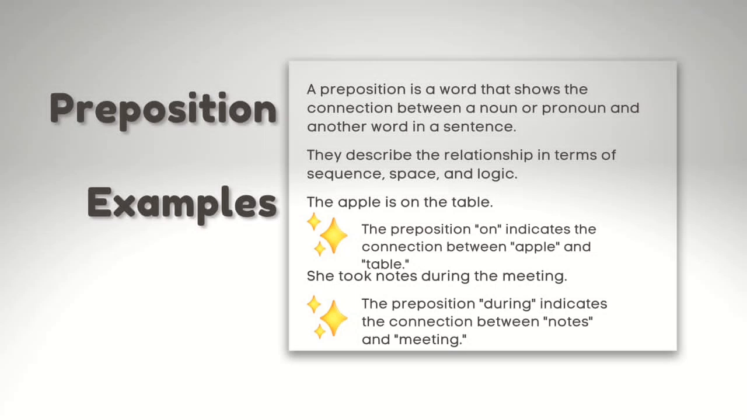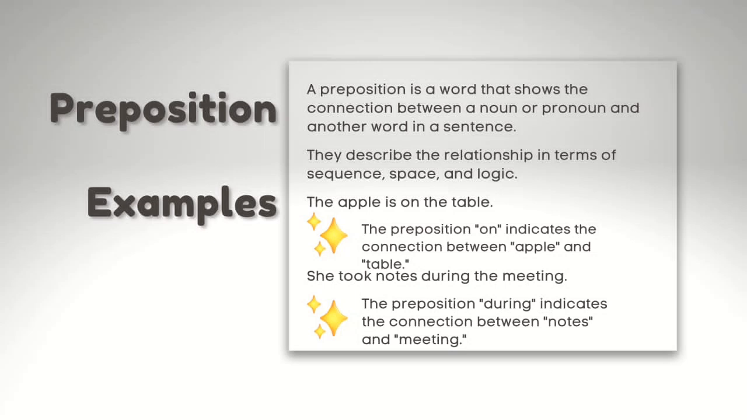In another sense, if you are asked to go and bring the apple which is on the table, I'm sure you will not look under the table. You will not look beside the table. Rather, you will look on the table to check the apple. So the preposition on indicates the connection between the apple and the table, telling us that the apple is on the table. The word on is the preposition in that sentence.